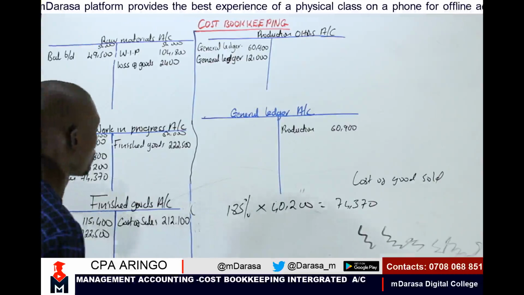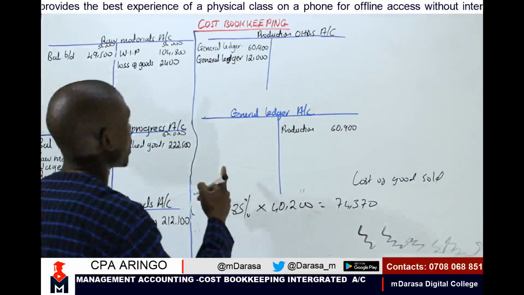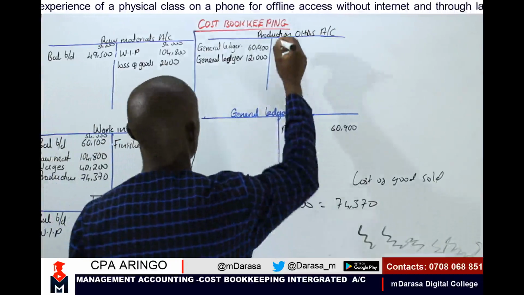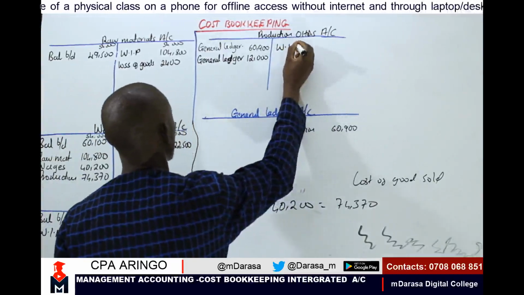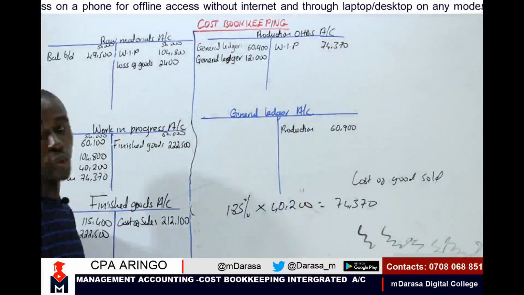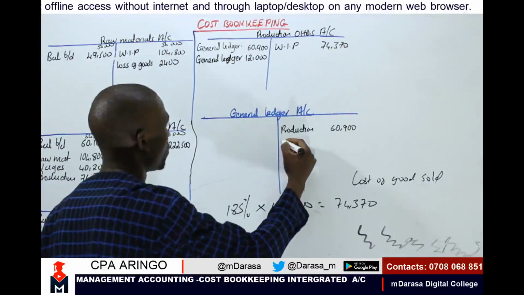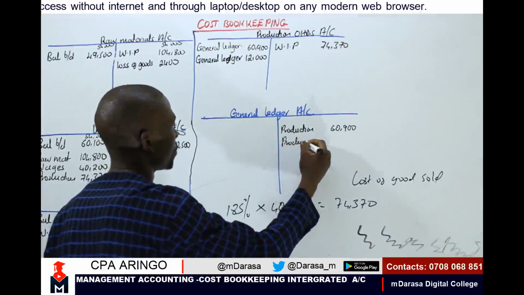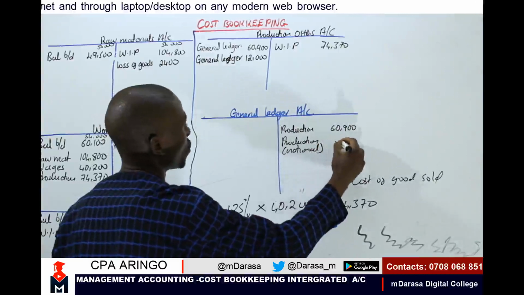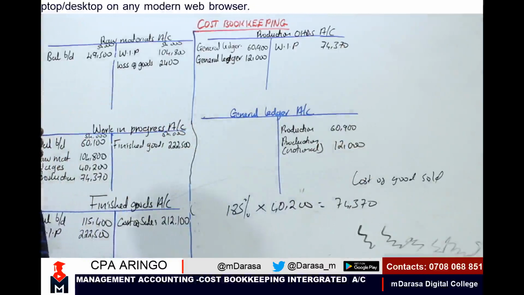Whereas in work in progress, you are going to record what? Production overheads, and the production, I'm going to have 74,370. So credit. So this is work in progress, 74,370. So that's what you're required to do. Maybe in this case, general ledger, as again you had forgotten this one here. Production. This was notional rent, 12,000. Always remember the double entry.